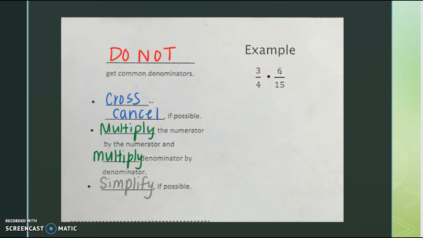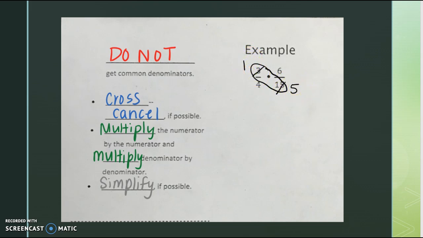So we need to look at our diagonal numbers. So I'm going to look at 3 and 15 first. And I'm circling those because they have a common factor. Both 3 and 15 can be divided by 3. So I'm going to cross cancel by dividing both of those numbers by 3. So 3 divided by 3 gives me 1. 15 divided by 3 gives me 5.